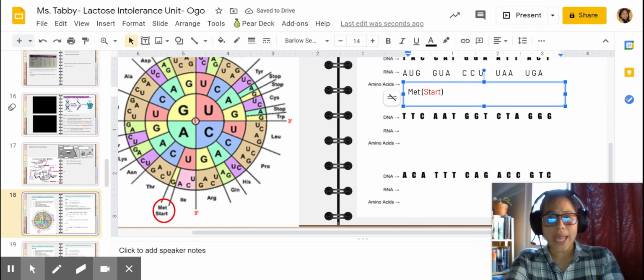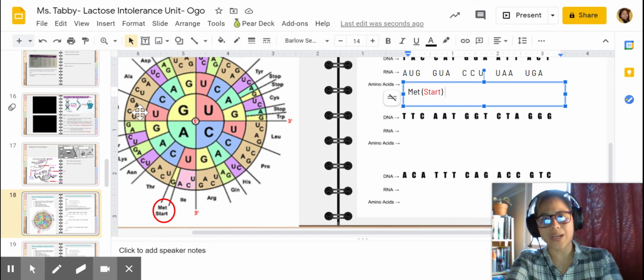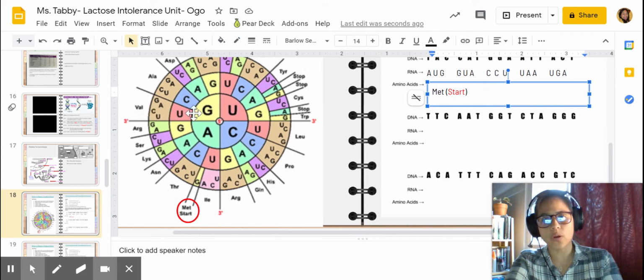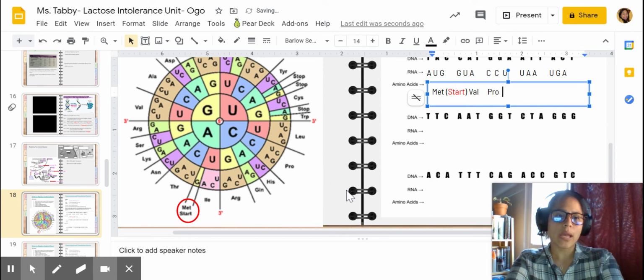Going back to GUA, we start in the middle, look for the G, go to U, go to A, and if I move this over, GUA translates to VAL. Going over here, CCU is PRO. And then we go to UAA, and it says stop.